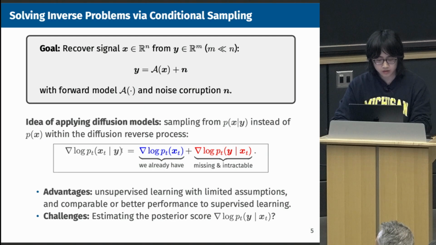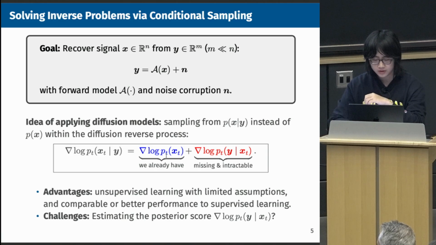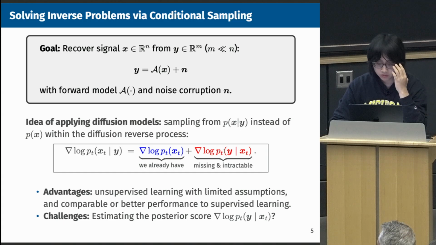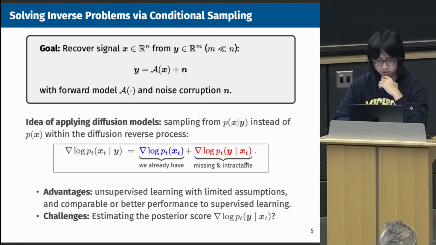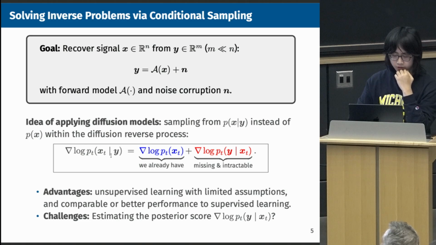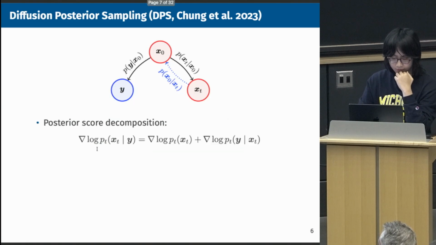We can decompose this conditional score using Bayes' rule into 2 terms. The first is just the unconditional score function, which is what we already have. But what is missing is the likelihood gradient, which is the score function of the likelihood of y, the measurement, given some noisy sample xt. As long as we have this, we can approximate the conditional score, and we can do conditional sampling to solve the inverse problem.